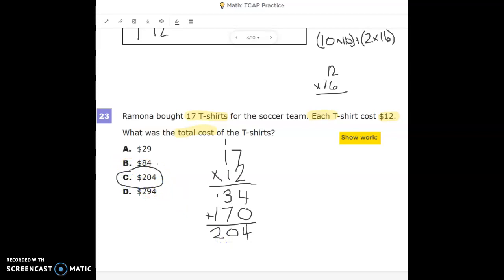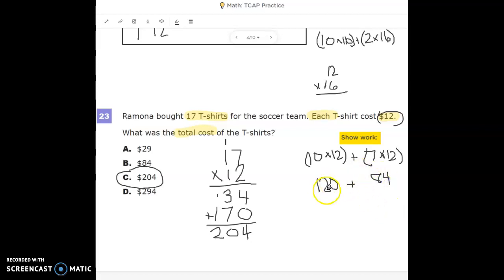Let's solve this a different way. If I take 17 and I break it up to 10 and 7 ones, and then I'm going to take each of those parts and multiply by 12. I'm going to end up adding my partial products when I'm done. Well, what's 10 times 12? Well, it's 120 because I'm just adding that 0. Okay. What's 7 times 12? Well, I know 7 times 10 is 70 plus 2 more. So 7 times 12 is 84.